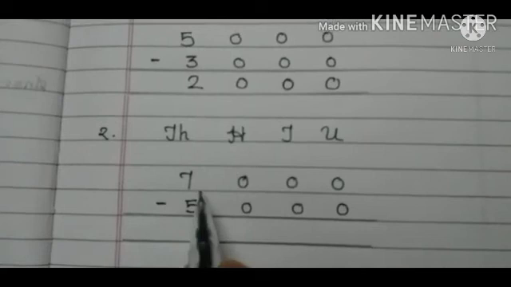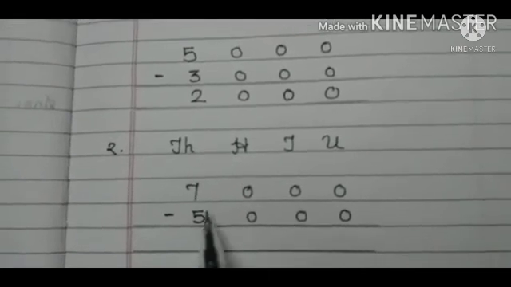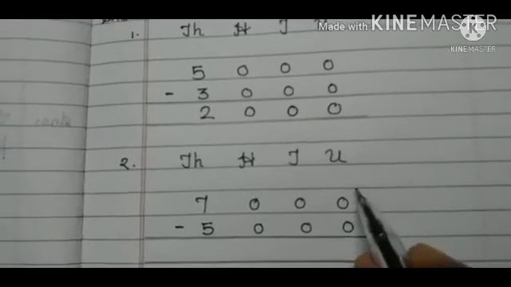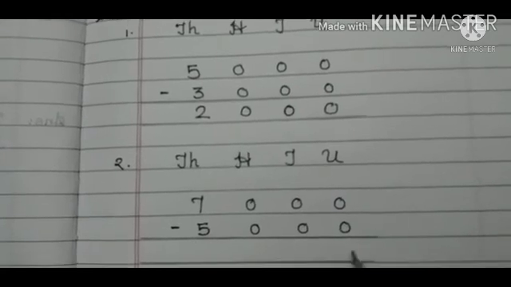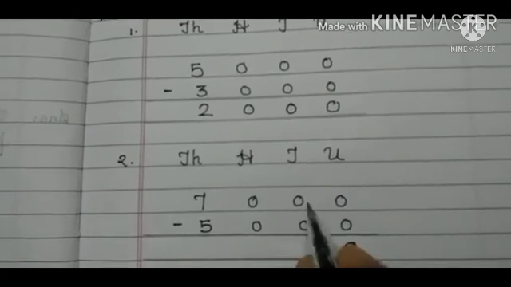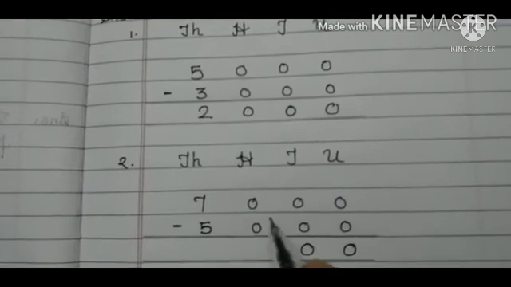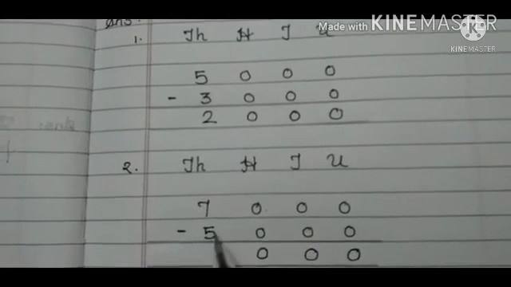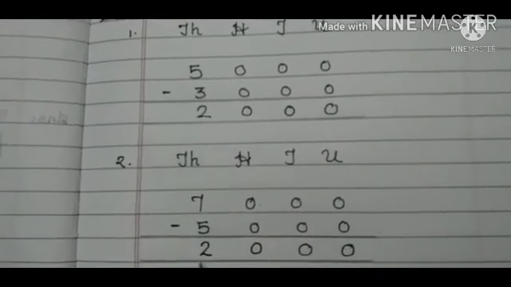Now the second question will be: you know that 7 minus 5 is 2. So we can write 7000 minus 5000. So arrange the same numbers place wise vertically and then do the subtraction. So see, in units place 0 minus 0 is 0. In tens place 0 minus 0 is 0. In hundreds place 0 minus 0 is 0. And in thousands place 7 minus 5 is 2. So you can see here our answer is 2000.